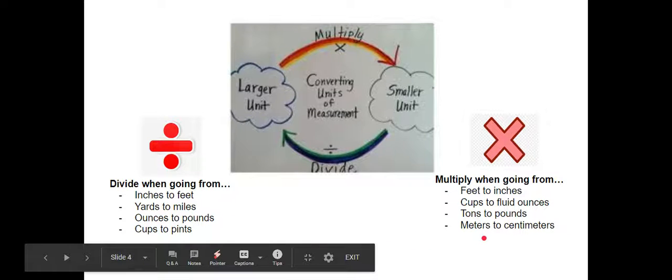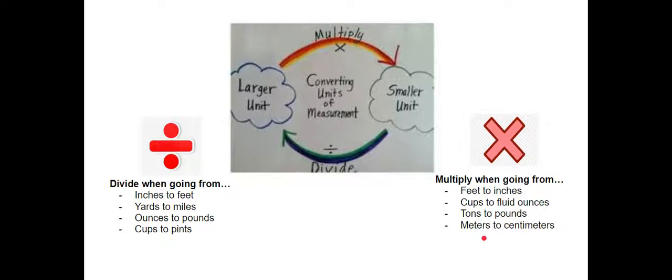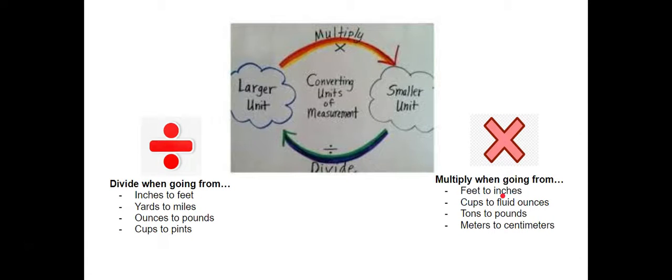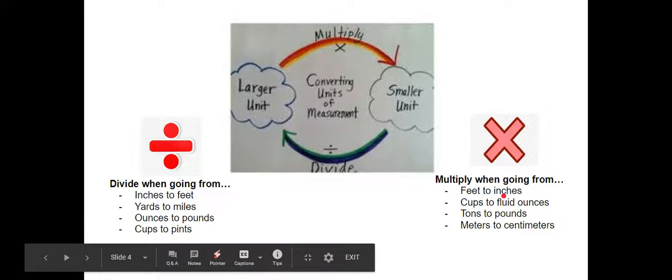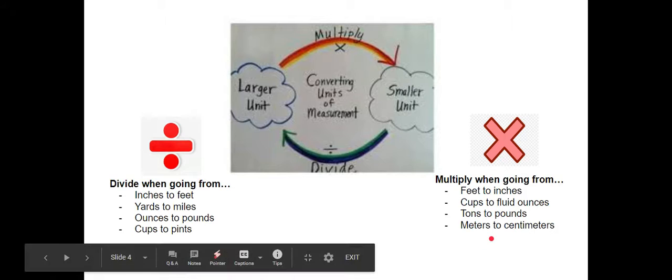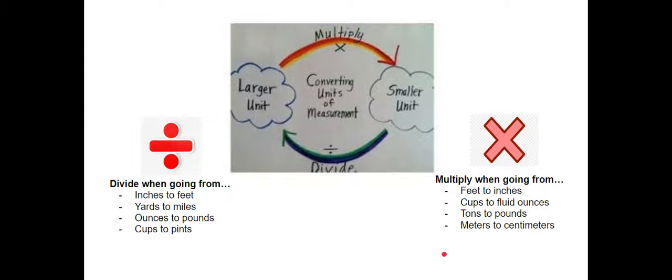Over here, this just shows you a couple examples of when you multiply. Like if you're going from feet to inches, there's going to be a lot more inches than feet. So we're going to multiply to increase the number. Cups to fluid ounces, it's going to take a lot more fluid ounces. Tons to pounds, a ton is huge. So if I was writing that in pounds, there's going to be a lot more. And then the last one is meters to centimeters. This does not include every single example, but that will help you when you're looking back at the star chart to know when you are multiplying versus when you are dividing to convert.